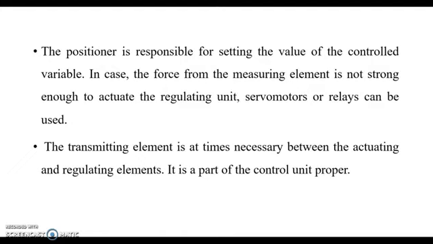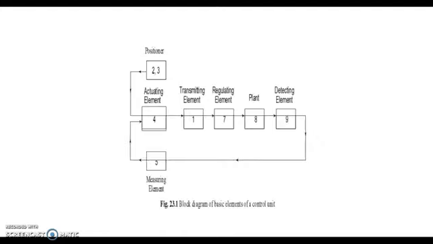The transmitting element is also used in the control system. It is one of the parts of the control unit. This is the block diagram of the control unit. The detecting element detects the variation in the controlled variable. The measuring element measures the extent of variation in the controlled variable and triggers the actuating element. The actuating element gives the signal to the transmitting element. This transmitting element activates the regulating element and minimizes the changes in the controlled variables.